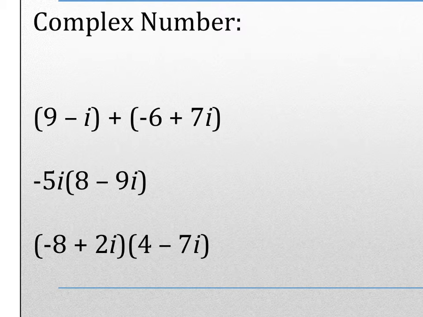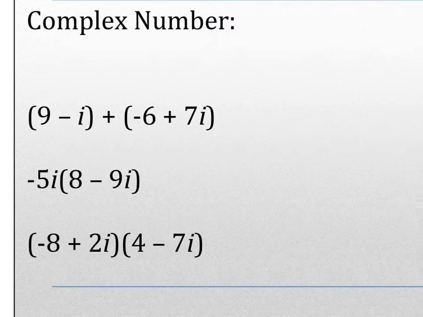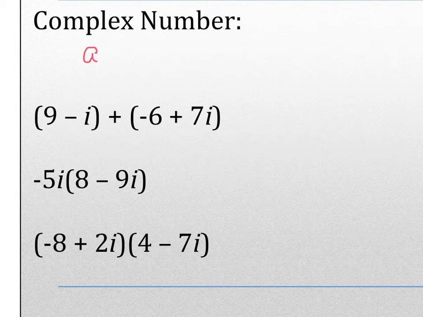So we've talked a little bit about imaginary numbers, but let's talk about the complex number. The form that a complex number takes is a plus bi. b is the coefficient for the imaginary part. When you're adding like this, you're just going to treat that i like any other variable. We're going to treat it like an x and just collect like terms. So 9 minus 6, and then negative i plus 7i, which is plus 6i. And the same thing happens down here.